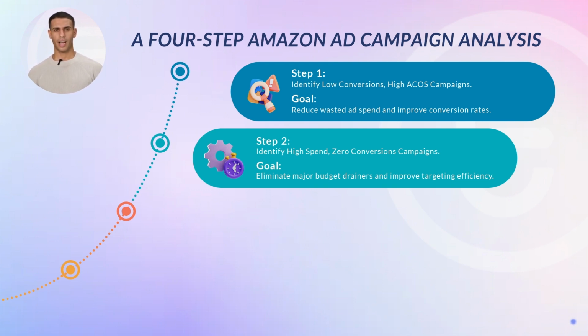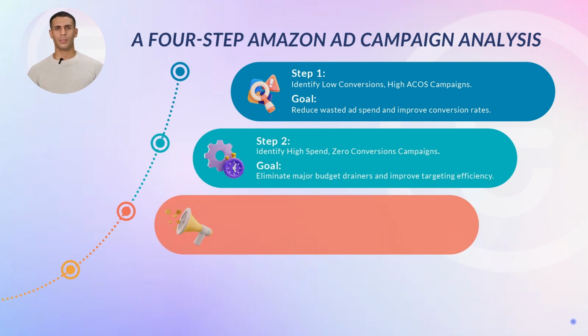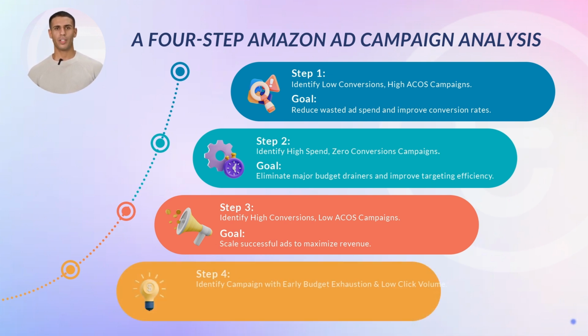Step 3 highlights your strongest performers, campaigns with high conversions and low ACoS. These are your winners, and the goal is to scale them for even better performance, or you can use them as a benchmark when optimizing campaigns. Finally, step 4 looks at budget exhaustion and click volume. If your campaigns are running out of budget too early or not getting enough clicks, this step helps you zero in on whether your bidding and targeting are working effectively.